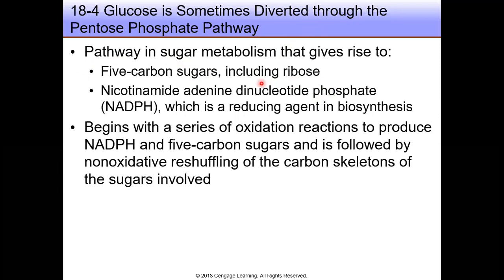Ribose and its derivatives are important for nucleic acid synthesis. Another important point in the pathway is the production of NADPH, a compound that differs from NADH by having an extra inorganic phosphate. And you can see this here.